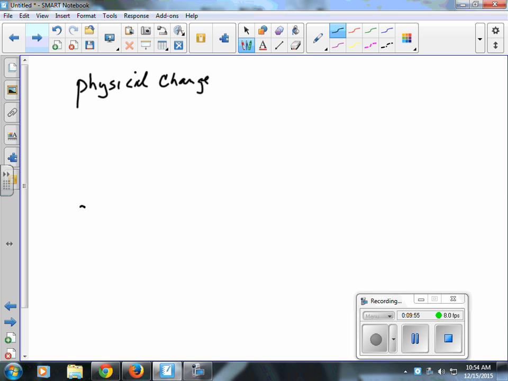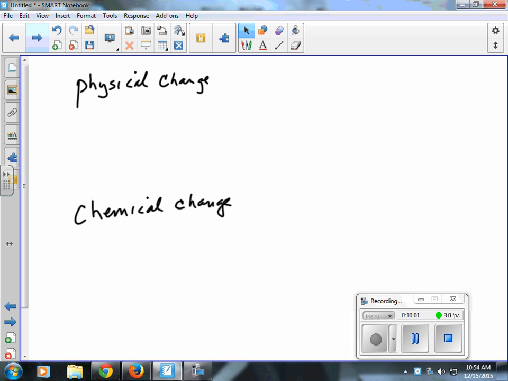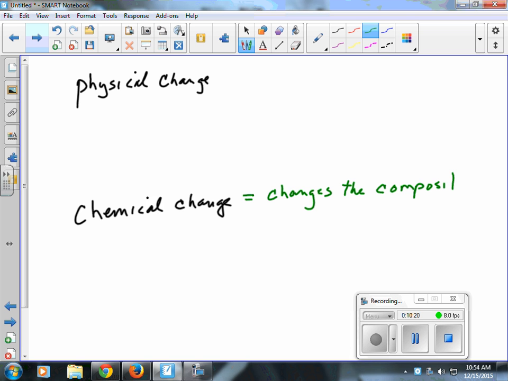Physical change, chemical change. Okay, which one changes the identity of a substance? Chemical. Chemical change changes or alters the composition. What's composition again? Yeah, what it's made up of. So what would be an example of a chemical change? Burning.